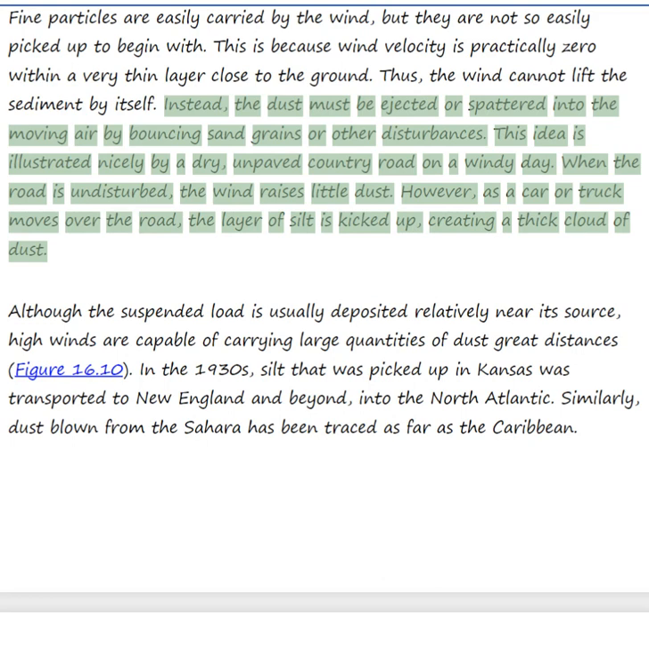As a car or truck moves over the road, the layer of silt is kicked up, creating a thick cloud of dust.